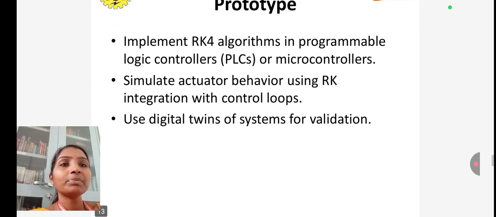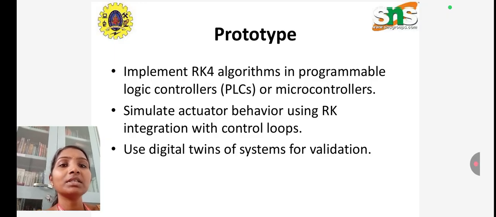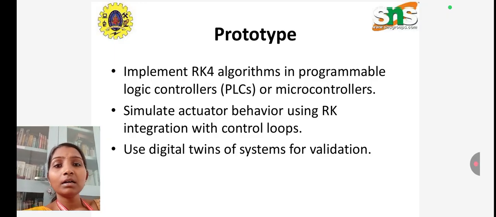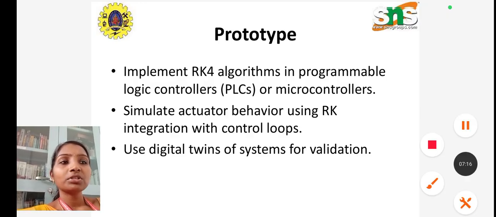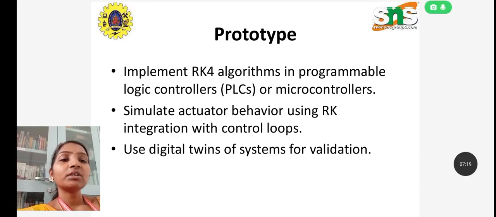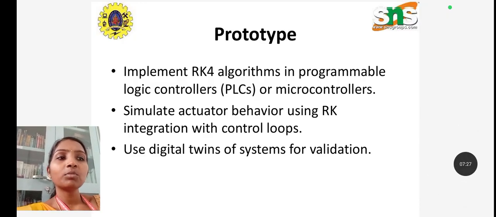And what is our prototype? A prototype is nothing but the demo model, which means implementing RK4 algorithms and programmable logic controllers, to be performed in the manufacturing process or inside the lab using microcontrollers and logic controllers. Simulate actuator behavior using RK integration with control loops. Control loops can also be helpful here, using digital twin systems for validation. These are the prototyping models that can be done.